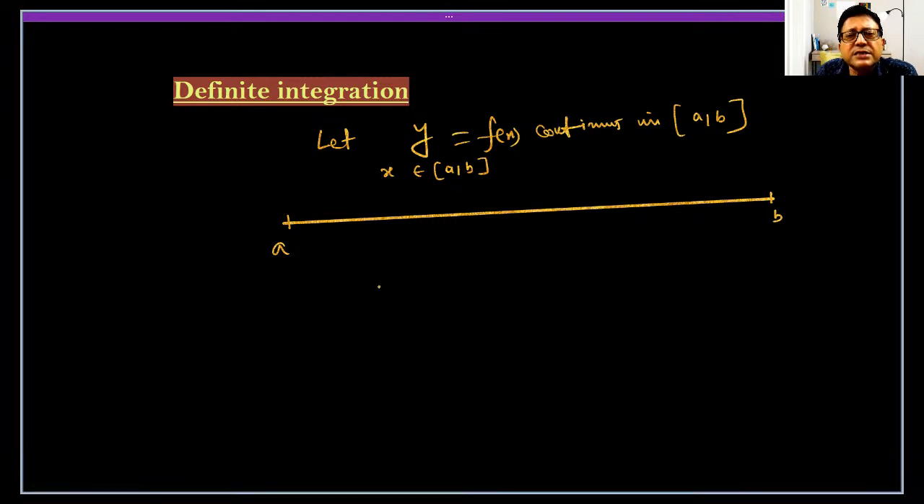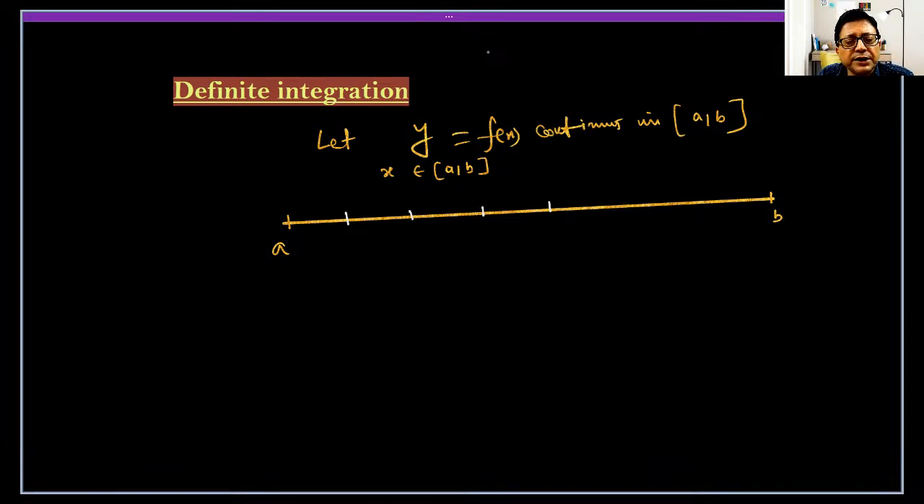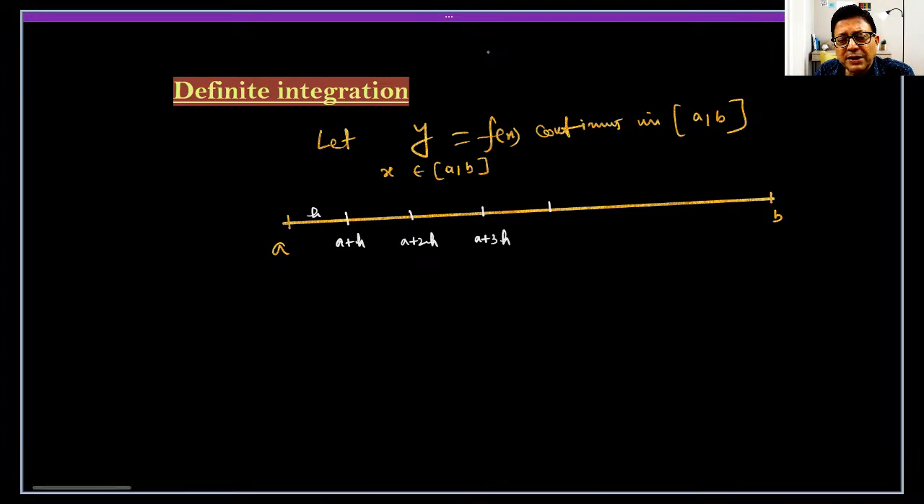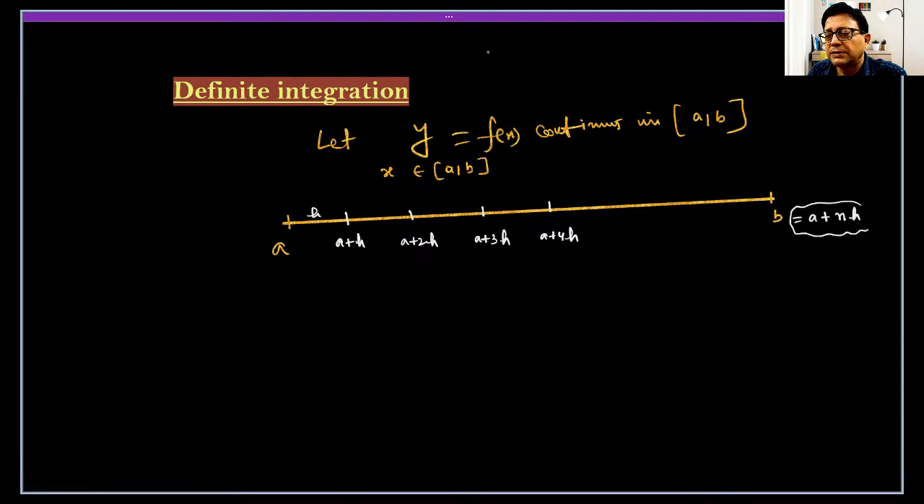Now imagine this interval is being divided into some finite number of parts initially, each of length h. Then the coordinate of this point we can take as a plus h, this one a plus 2h, a plus 3h, a plus 4h, and this will be a plus nh. Okay.